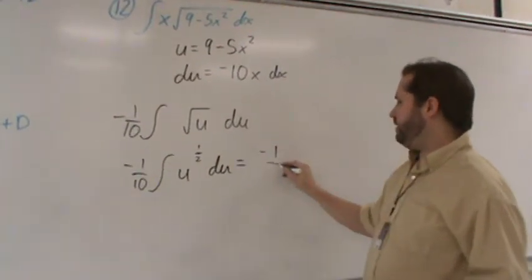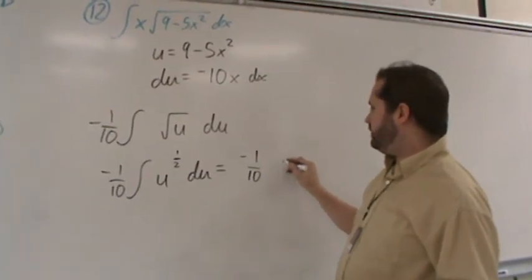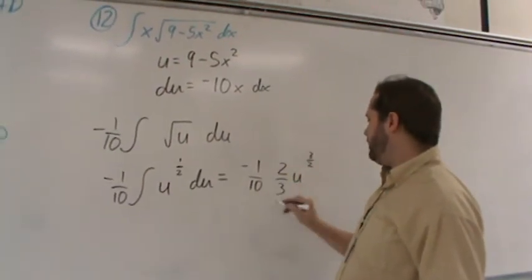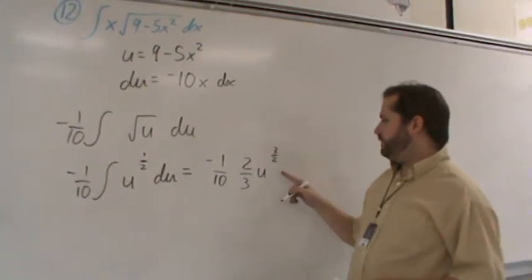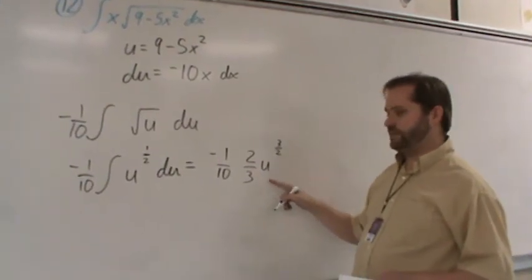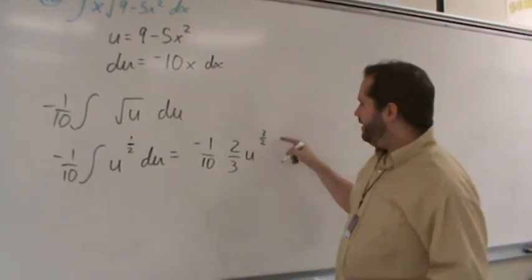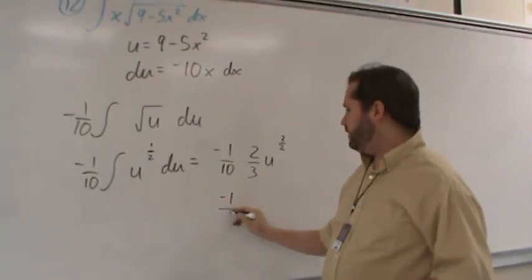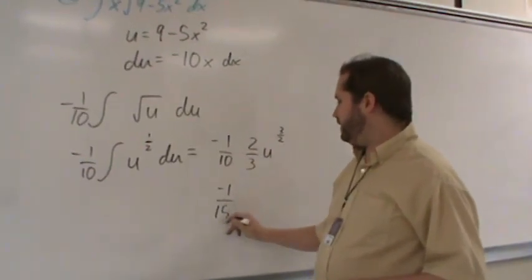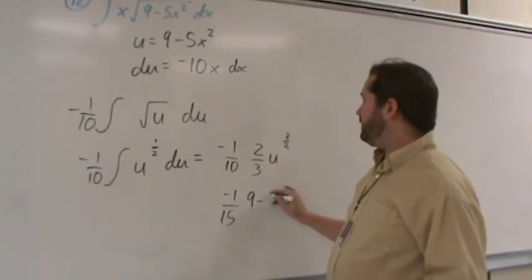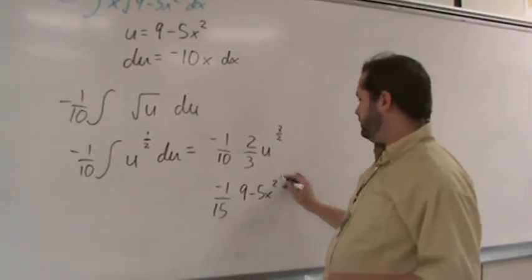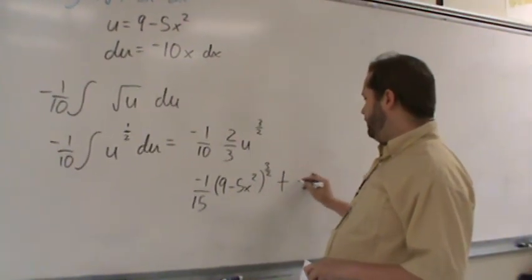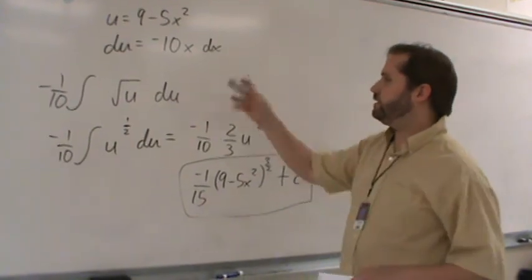Integrating that's going to give me negative 1/10 times u to the 3/2 with a 2/3 in front. Obviously, if u to the 3/2, it's got to be a 2/3 in front. Simplifying this a little bit more gives us negative 1 over 15 times 9 minus 5x squared to the 3 halves. Don't forget you must have a plus c because this again is indefinite.